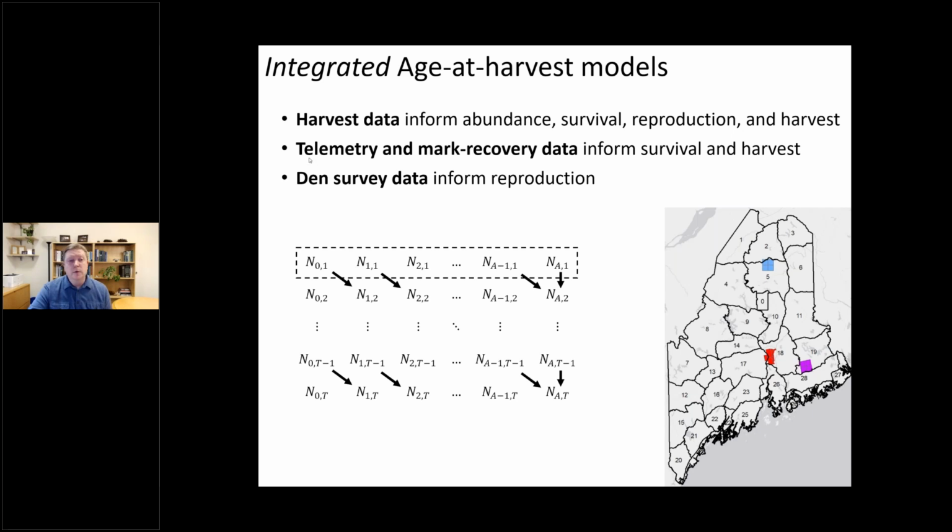So instead, what we're able to do is use the telemetry and mark-recovery data from the ear tags and the collars, with an open population conditional-on-capture survival and harvest model, to estimate the parameters for survival and harvest. And then there's the den survey data, where they go into the dens each spring and count the number of cubs that are there, which can directly inform the reproductive process, saying what proportion of females have cubs and how many cubs they might have.